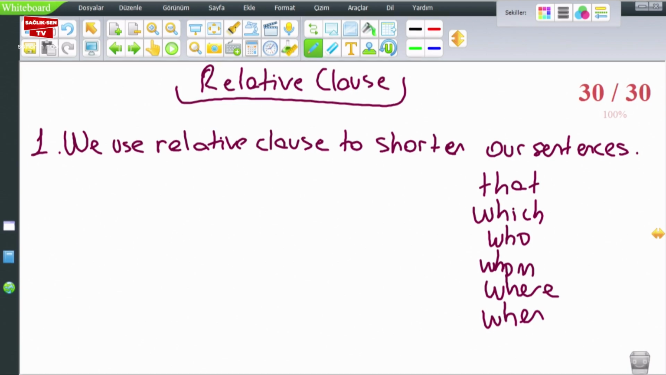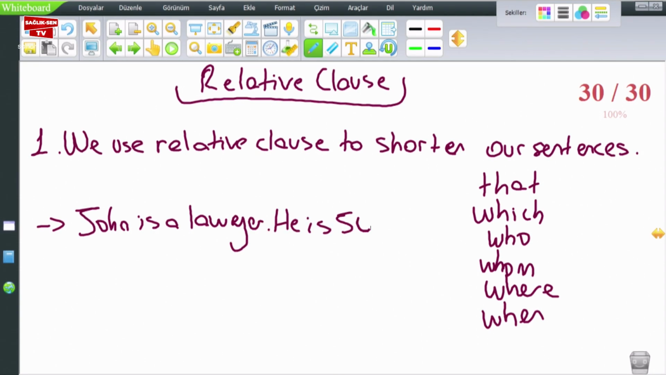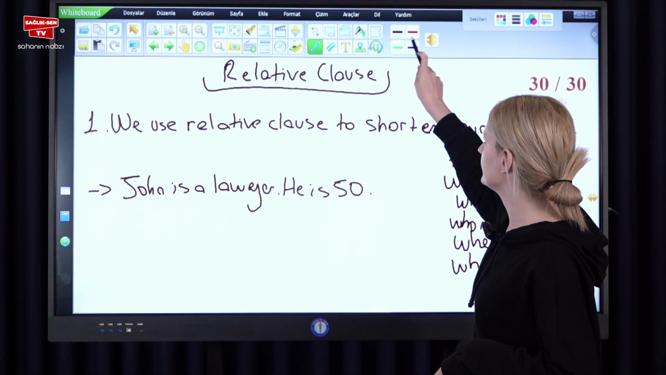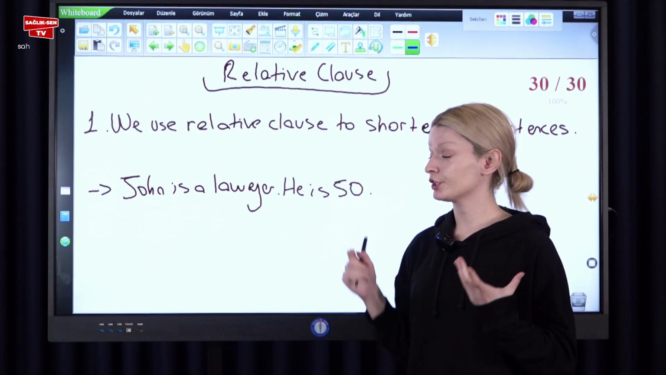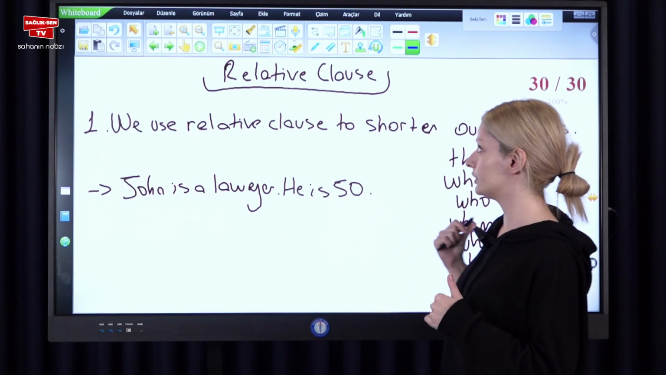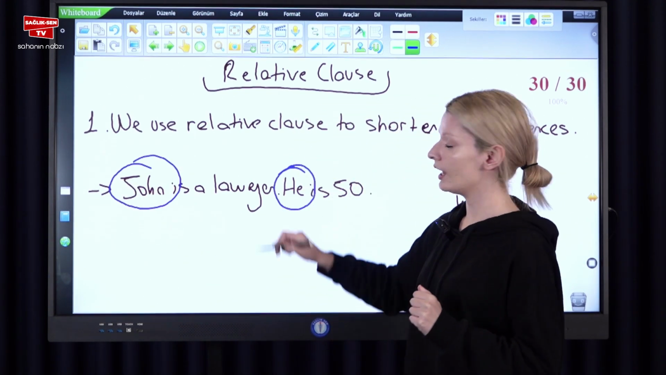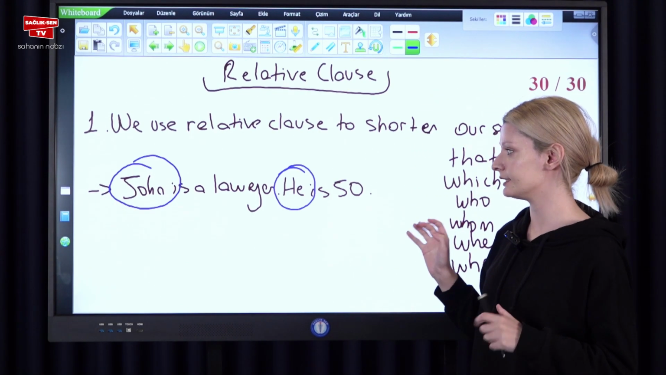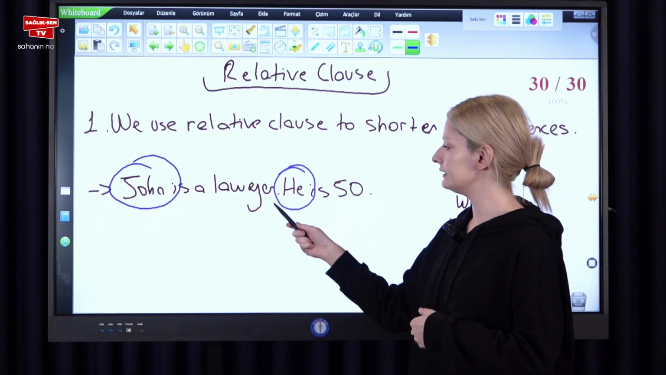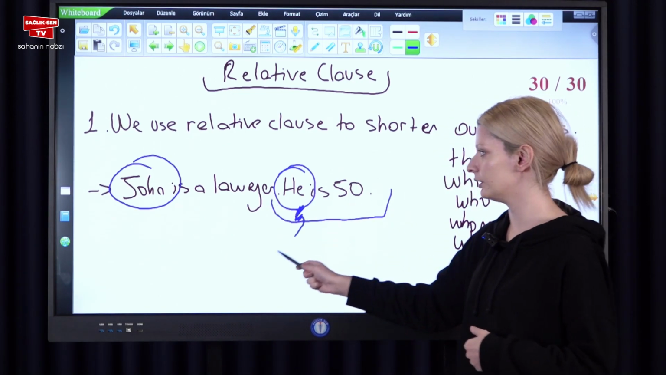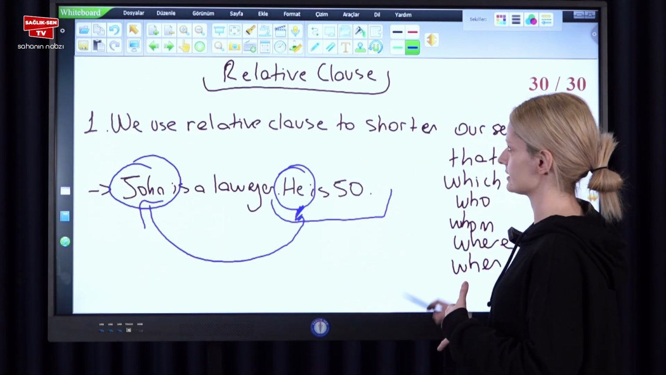And I have two sentences. Basically, for example, John is a lawyer. He is 50. Look at this sentence. I have one common figure of speech. When we're shortening two sentences into one and when we're using a relative clause, I have to have a common figure of speech in these sentences, which is John in this case. In the second one, he, the subject pronoun, refers to John in the first sentence.